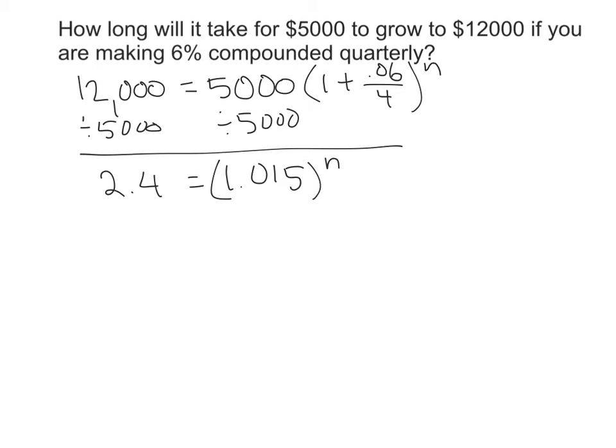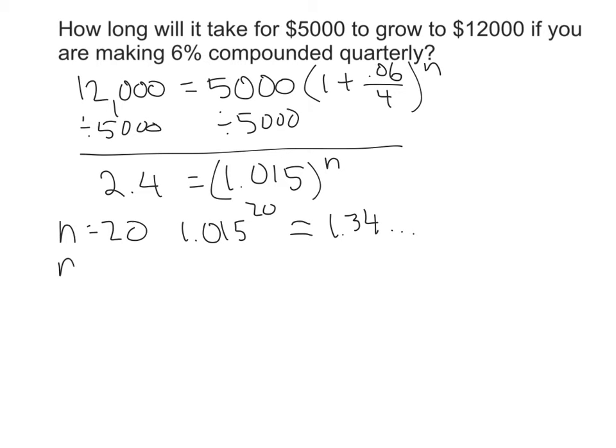So let's guess a few n's. If we guess n equals 20, we can simply do 1.015 to the 20th on our calculator, and we're going to find that that's approximately 1.34 and so on. So clearly it's too low. We need to go for more quarters than that. And by the way, 20 quarters would be 5 years because it's 4 times a year. So we need to go significantly longer than that.